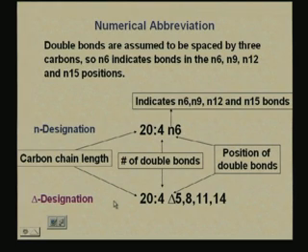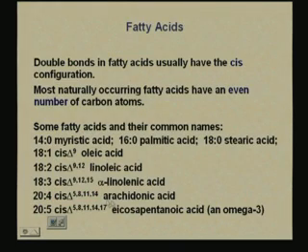Okay? So, if we look at a set of designations, another thing that we should mention here is that the double bonds that we see in fatty acids usually have a cis configuration, and most naturally occurring fatty acids have an even number of carbon atoms, because of the way they are biosynthesized: they come in pairs of carbon atoms. So, all of these are usually even numbers. You do not see odd numbered fatty acids, because when fatty acid biosynthesis occurs, it comes in pairs of carbon atoms.